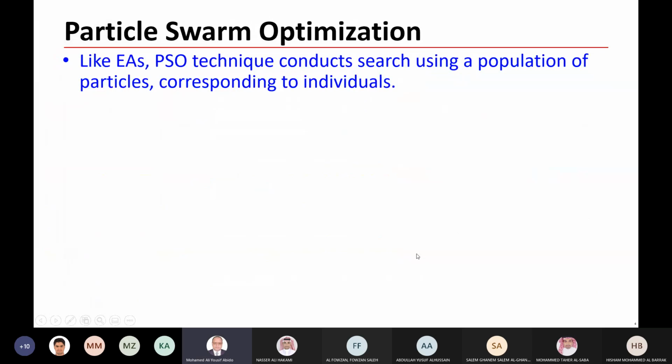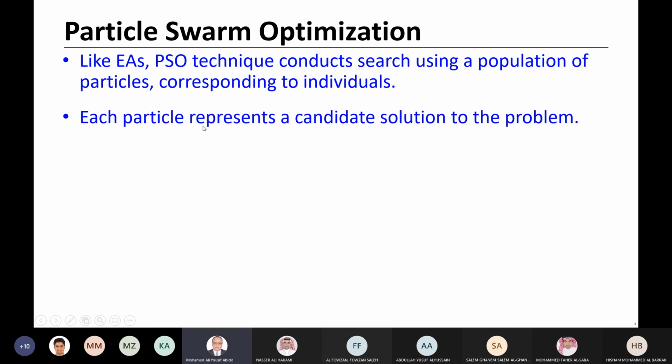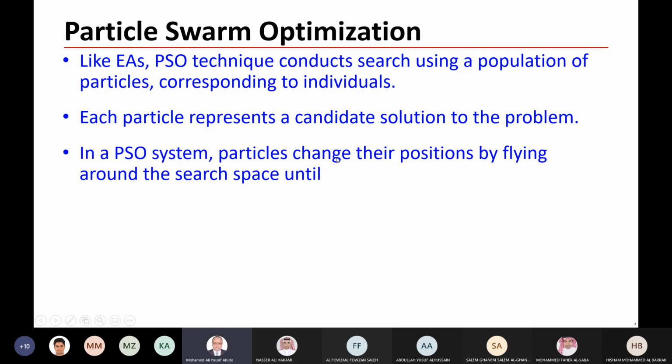Like any evolutionary algorithm, the particle swarm technique conducts search using a population of particles. Again, it is a population-based technique, and you are handling 10, 50 solutions together from one iteration to another, corresponding to individuals. Each particle corresponds to a chromosome in the genetic algorithm, and a chromosome corresponds to a solution of the problem. This is the particle. Each particle represents a candidate solution of the problem.